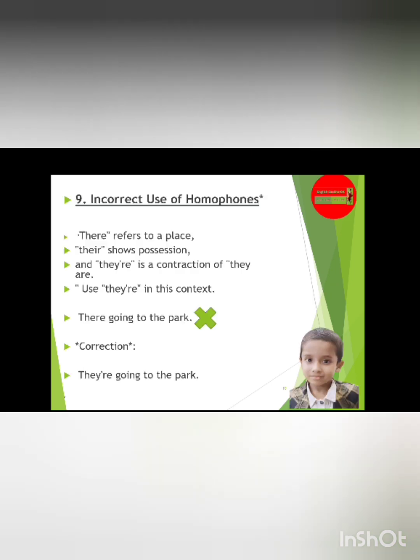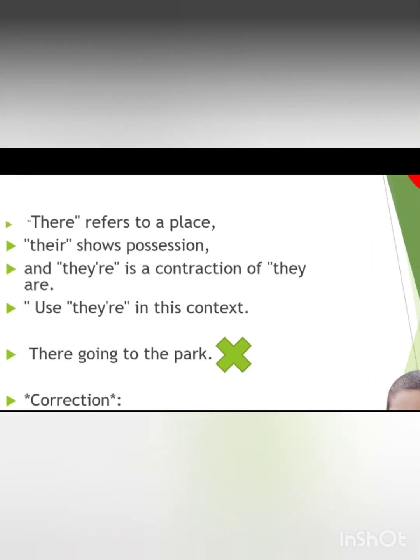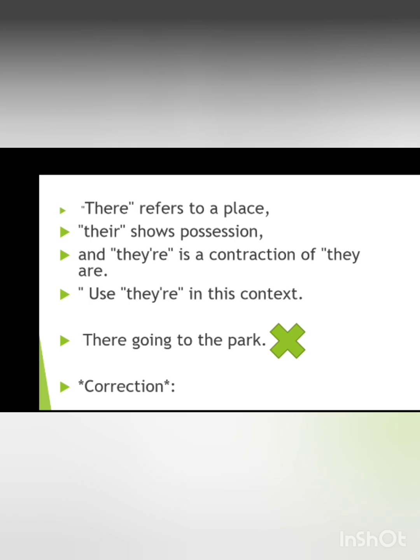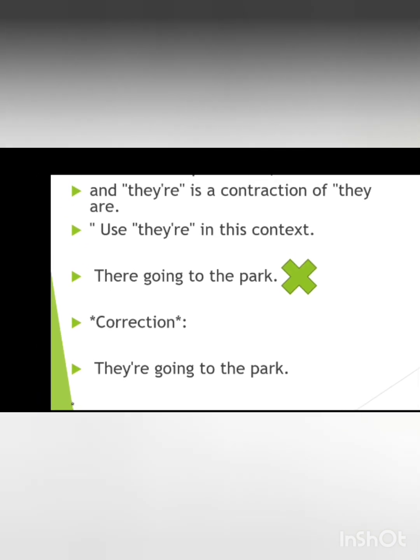Coming to the next rule, incorrect use of homophones. What is a homophone? Same sound. So there refers to the place. Their shows possession. And they're is a contraction of they are. Use they are with the apostrophe in this context. They're going to the park is wrong. Correction. They're going to the park. You have to use T-H-E-Y and then R-E.